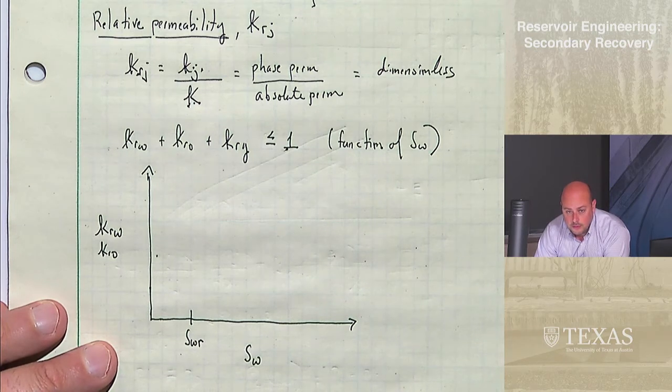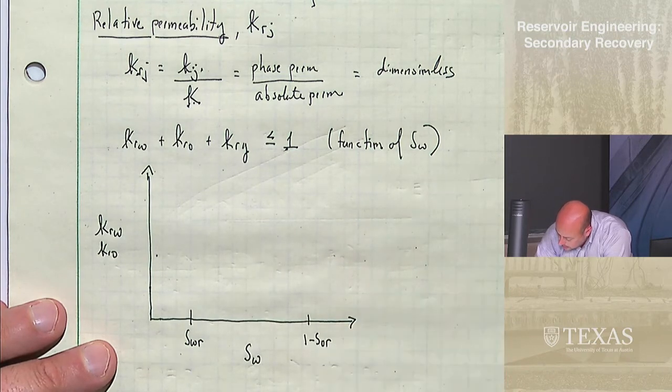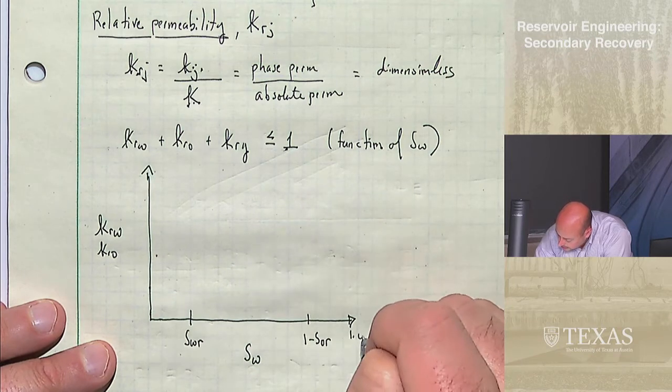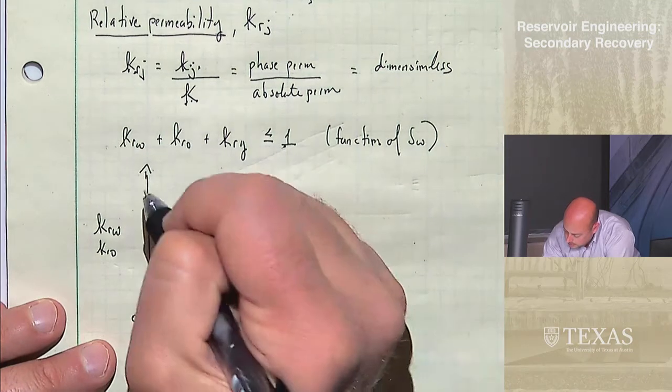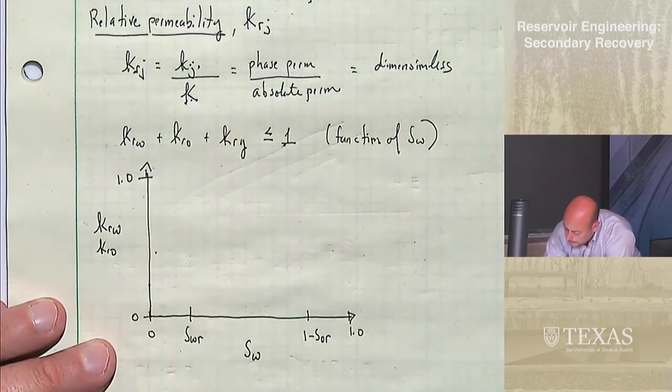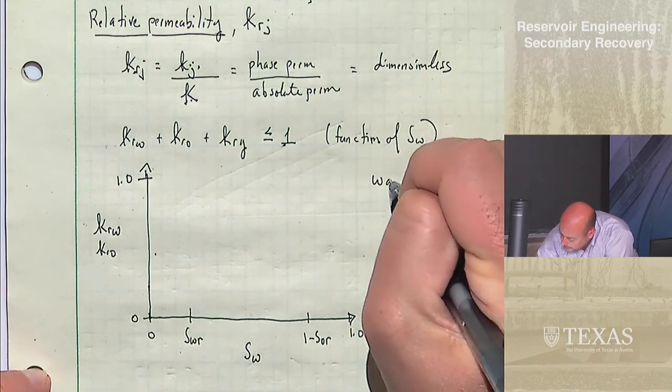One of them is the irreducible or residual water saturation. The other is 1 minus the residual oil saturation, and that's going to be less than 1. This is, of course, 0. This is 1. And I'm going to say that this is a water-wet medium for now.